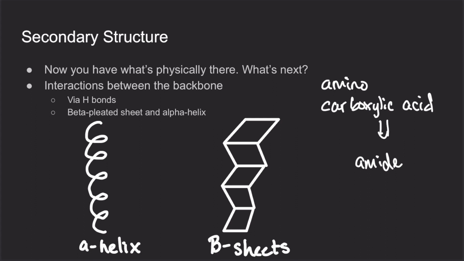In addition, you do have an amino group and you have a carboxylic acid group on a protein. You just have one of each. That's a part of the backbone. You can have other ones that are part of the R groups. But in the backbone, you can have hydrogen bonding. That hydrogen bonding makes up the secondary structure.